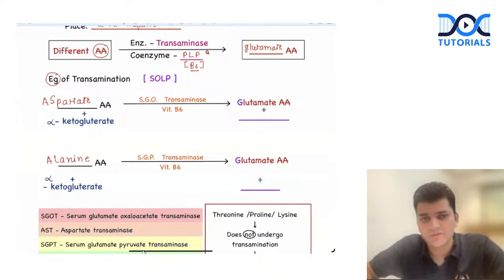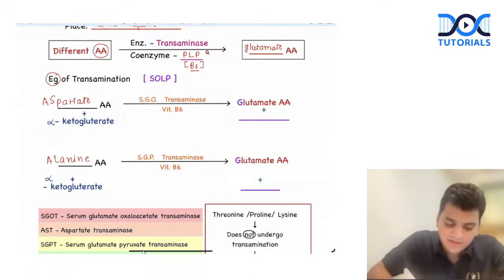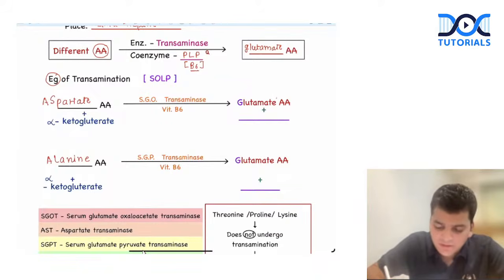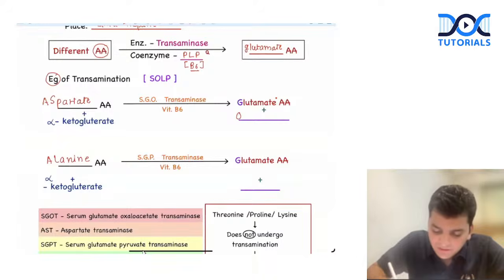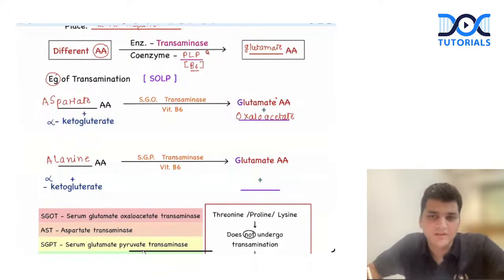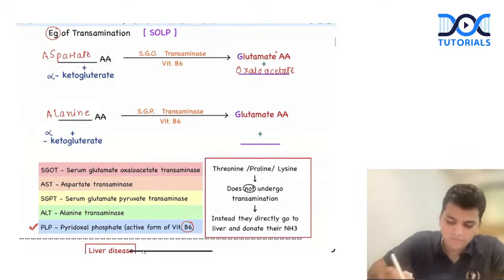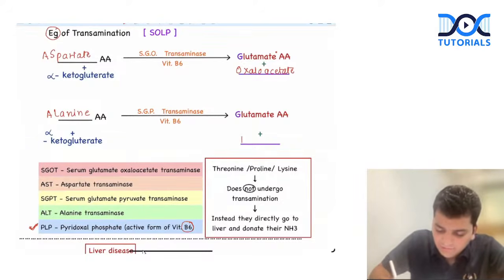How does the aspartate convert into glutamate? See, when this transamination reaction happens, the product is glutamate, that is fixed. But what is the byproduct? Here the byproduct is oxaloacetate. When you do the transamination of aspartate we get glutamate, along with that oxaloacetate. When you do the transamination of alanine, we get glutamate, along with that we'll get pyruvate.